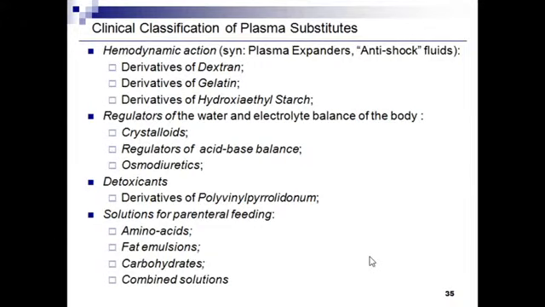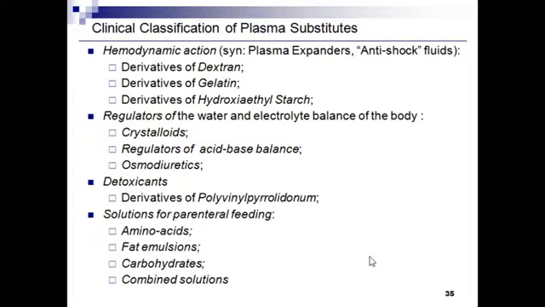Plasma substitutes can be classified according to clinical usage into 4 groups. First group, drugs for hemodynamic action. Synonyms of the group are plasma expanders or anti-shock fluids. The group consists of derivatives of dextran, derivatives of gelatin, and hydroxyethyl starch.